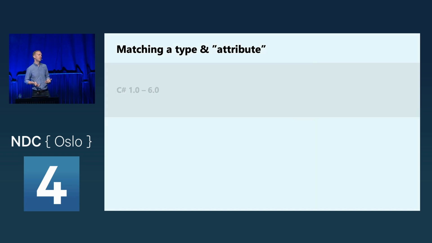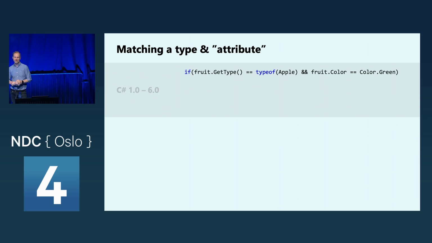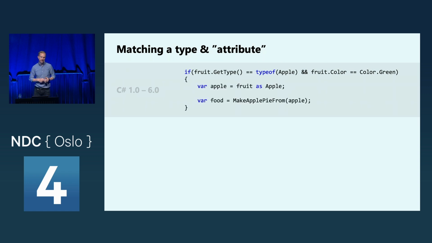So in C# 1 through 6, we've been able to do this as well. It's just a little bit different. You could say that I want to get the type of what I'm looking at, and I can compare that to a type of something, and then I can also check a property. If that property was only available on the subclass, I'd have to cast it myself. We've all seen code like this here. It's nothing wrong with it, but we could probably improve on this a little bit.